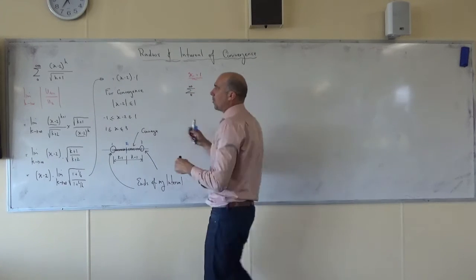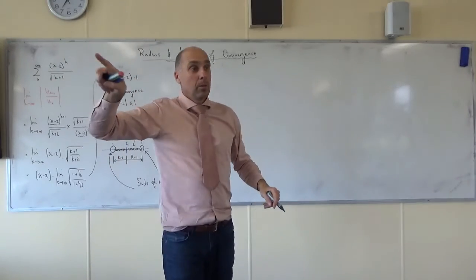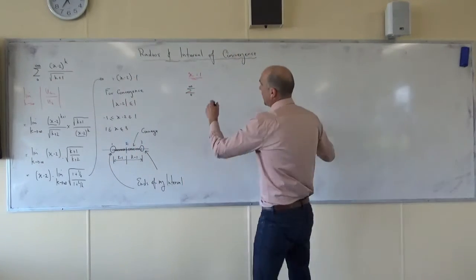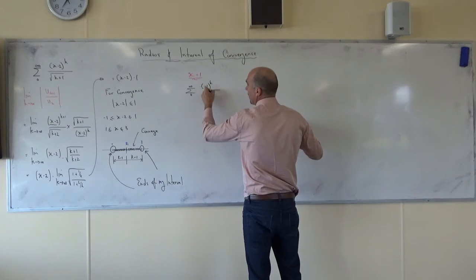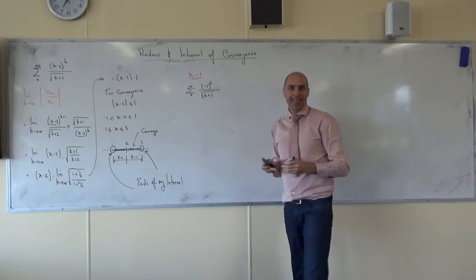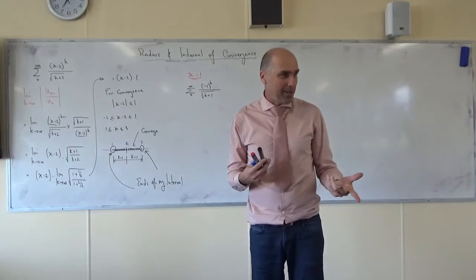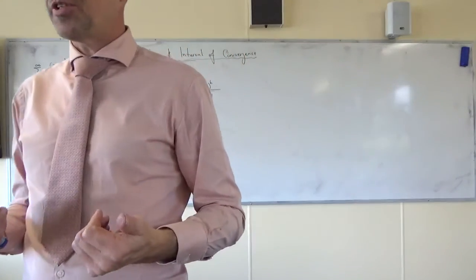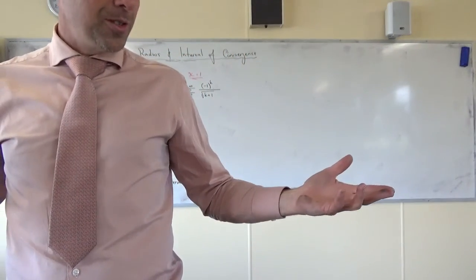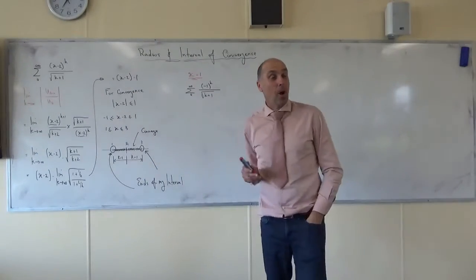If x equals 1, what do I get? What's 1 minus 2? 1 minus 2 is negative 1. And guess what I end up with there? What's that form, everyone? What sort of series is that? You recognise that straight away as being an alternating series. So in order to test whether an alternating series converges or diverges, what test do I need to use? The alternating series test.